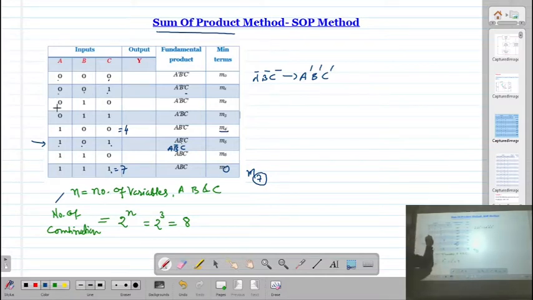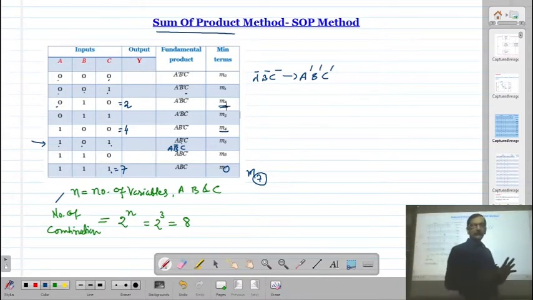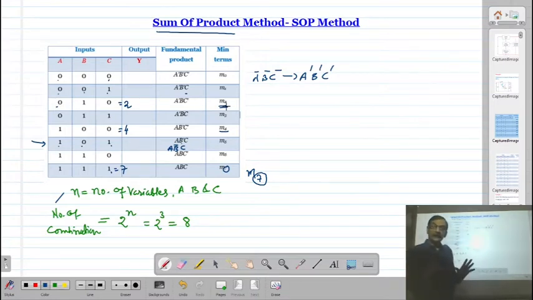Correct? Here if you take this, then 010 is 2. So my min term is M2. So this is the notation. These are the notations which you should remember or understand to write a Boolean expression. Now it is clear what is the fundamental product and what are the min terms. Correct? Okay.